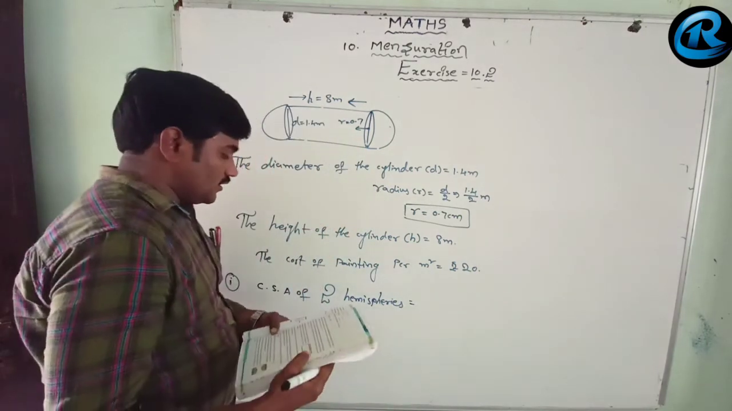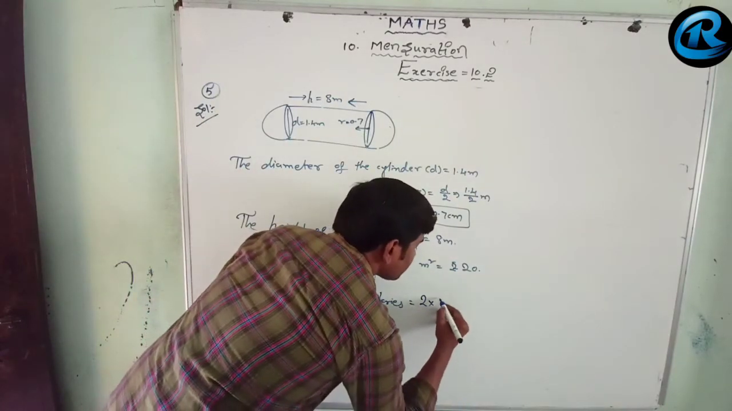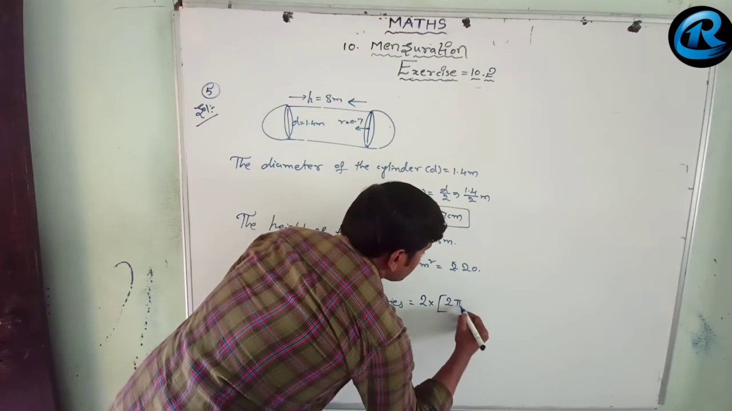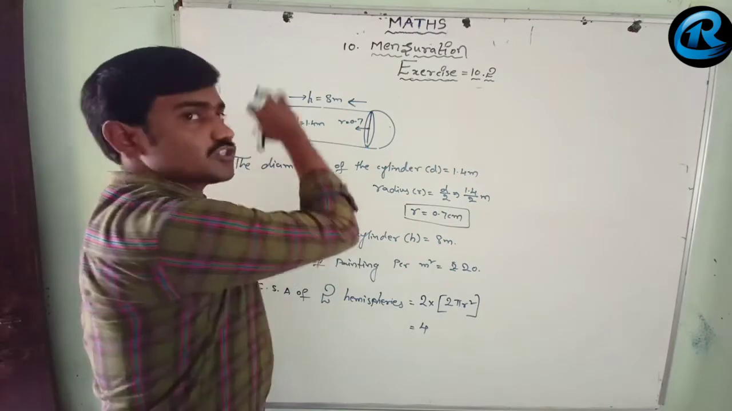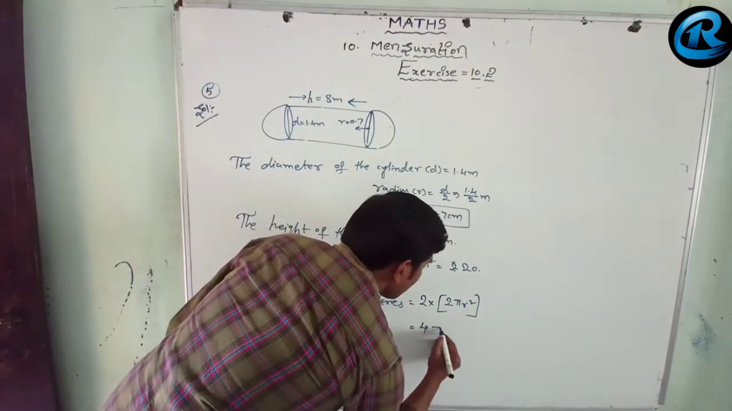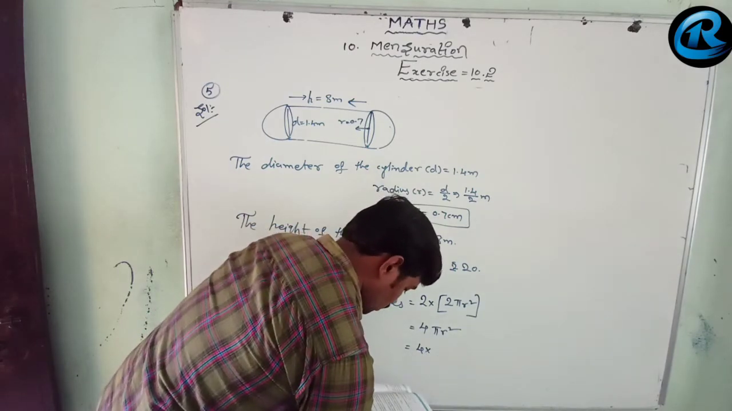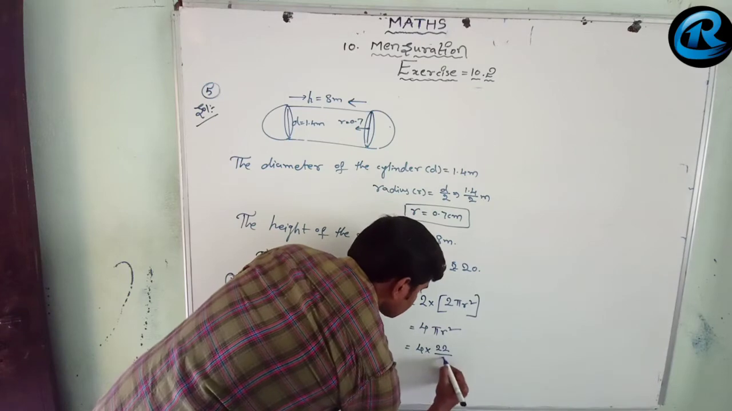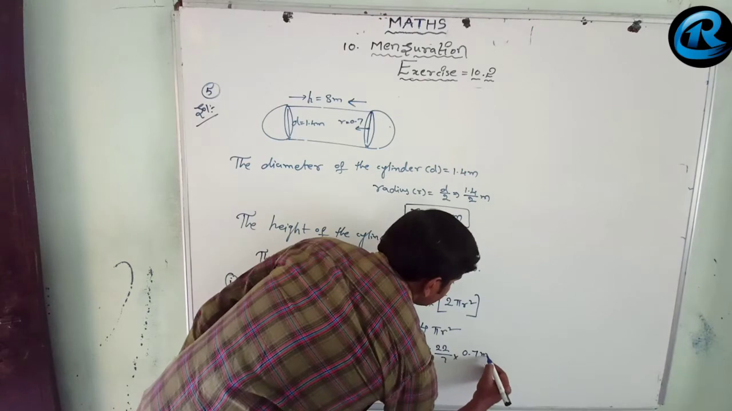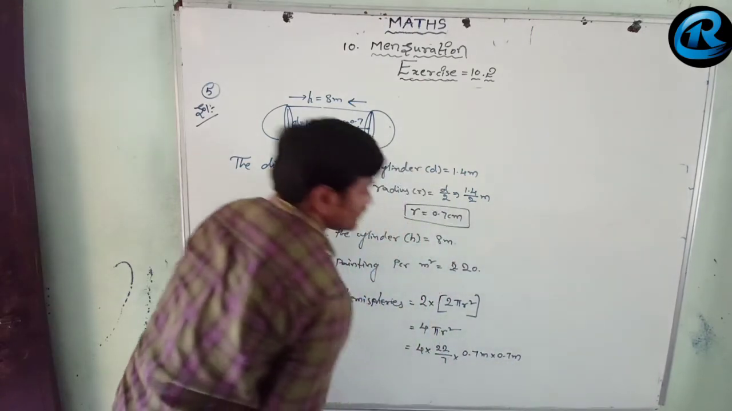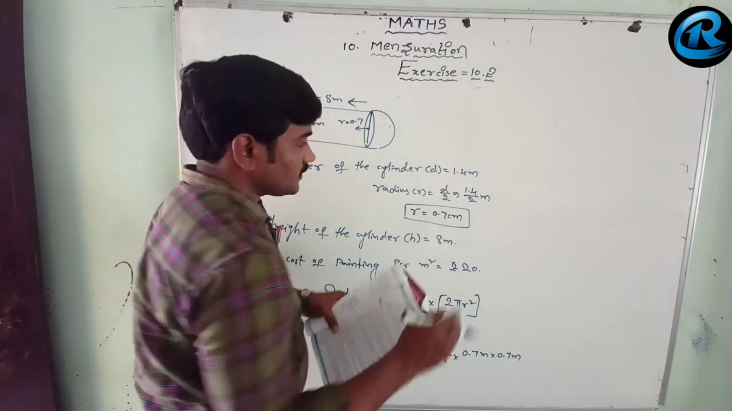The curved surface area of two hemispheres is equal to 2 into the curved surface area of a hemisphere, formula 2 pi r square. So 2 into 2 is 4. Two hemispheres together make one sphere. So 4 pi r square. That is why we can use the 4 pi r square formula here. 4 into pi value, that is 22/7, into r square. R square is 0.7 meters into 0.7 meters because it is r square.